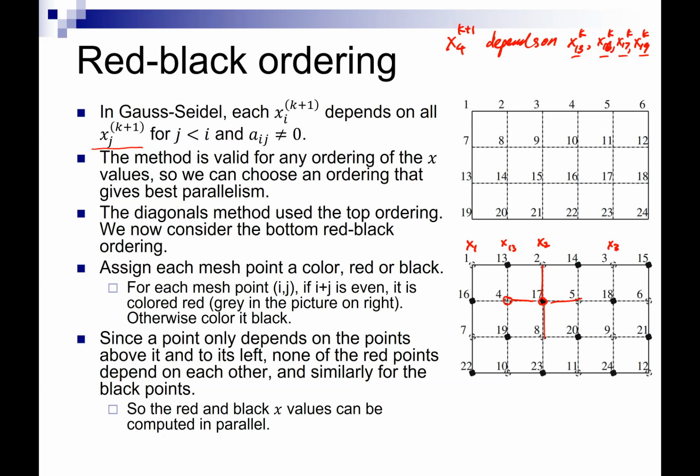Therefore, you see that using this red-black ordering, you can compute all the red points in parallel. That's half of all the points you can do in parallel, and then the other half of the points you can also do in parallel. So this gets you much better parallelism than the diagonal method. With the diagonal method, at most you could parallelize across the largest diagonal, which is about the square root of the number of points. But for the red-black ordering, you can parallelize across half of the points.